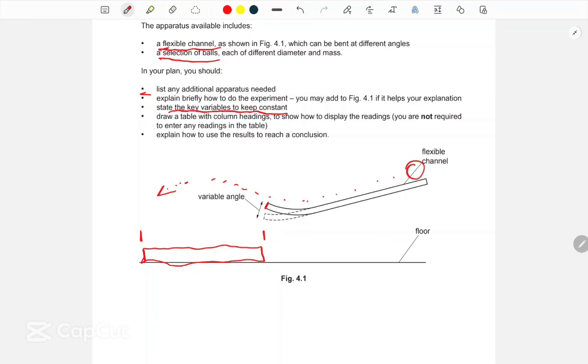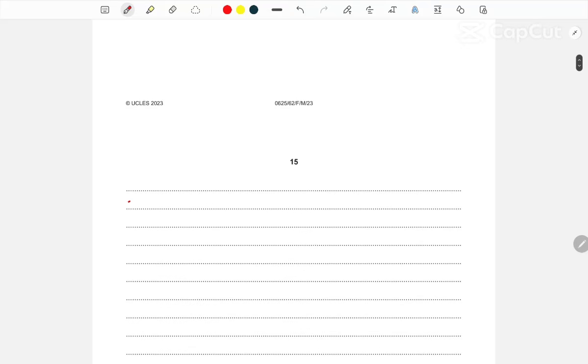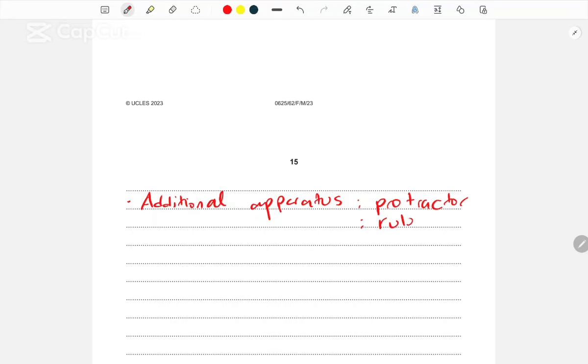And the second one is we want to know how the range of the ball differs with different angles. So we need a way of measuring the angle. So we can use a protractor between the flexible channel and the bent part of the flexible channel. So we need two additional apparatus, a ruler and a protractor. So we can just write additional apparatus would be protractor and a ruler. We've completed the first bullet point.